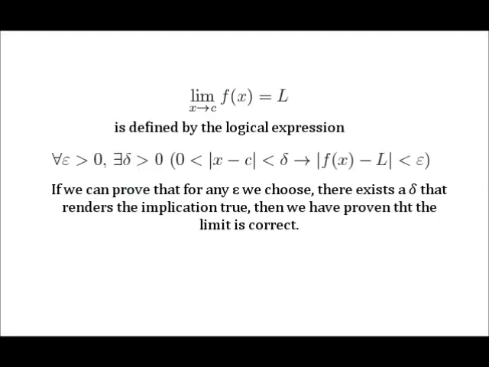The precise definition of the meaning of the statement, the limit as x approaches c of f of x is L, is: for all epsilon greater than 0, there exists a delta greater than 0 such that if the absolute value of x minus c is greater than 0 and less than delta, then the absolute value of f of x minus L is less than epsilon. The same definition similarly applies to the statement, the limit as x approaches c of g of x is M.